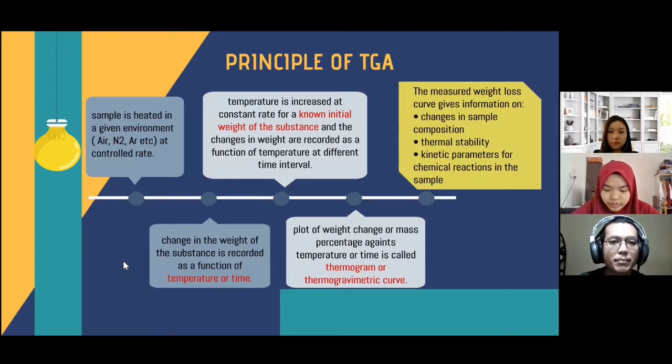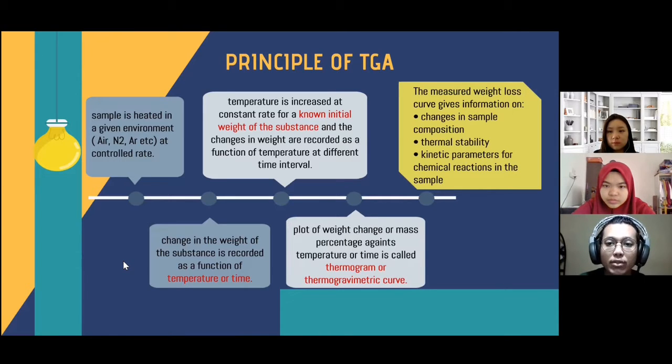For the principle of TGA, in thermogravimetric analysis, the sample is heated in a given environment such as air, nitrogen, and argon at a controlled rate. The change in the weight of the substance is recorded as a function of temperature or time. The temperature is increased at a constant rate for a known initial weight of the substance, and the changes in weight are recorded as a function of temperature at different time intervals. This plot of weight change or mass percentage against temperature or time is called a thermogram or thermogravimetric curve.